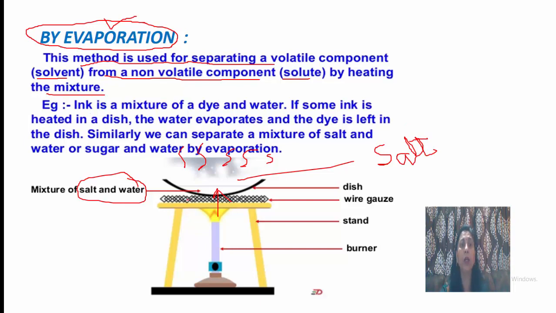Ink, we can separate the colored component or the dye from the ink. Ink is actually a mixture of a dye and water. If some ink is heated in a dish, the water evaporates and the dye is left in the dish. Similarly, we can separate a mixture of salt and water or sugar and water by evaporation. Now, when we separate a mixture of dye and water, that means ink में हम ink का जो colored component है उसको separate out कर रहे हैं, तो we do not heat it directly. We use a water bath. Take a water bath means we'll keep a beaker filled with water, and on that we will put the china dish. Okay.